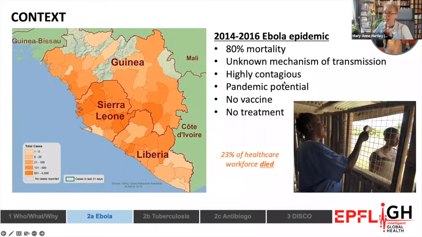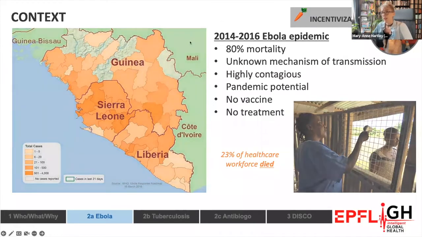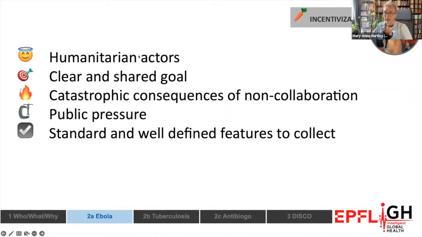If there was ever a case for natural incentivization to collaborate and learn together something to improve not only the safety of patients, but the safety of the people even collecting the data, this was the use case, right? We had all the ingredients. We had humanitarian actors. We had a clear and shared goal. We had really catastrophic consequences of non-collaboration. We had public pressure to share data, and even standardized and well-defined features to collect that were standardized by the WHO.